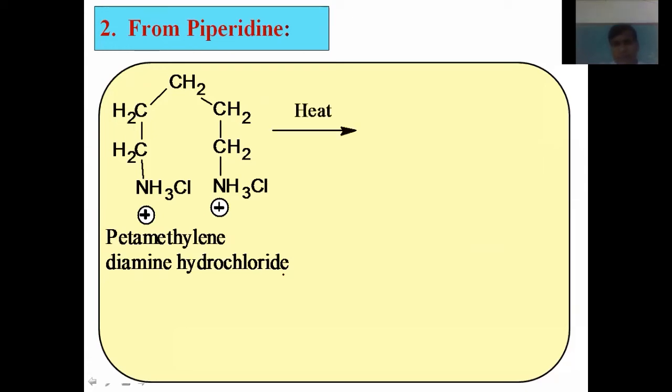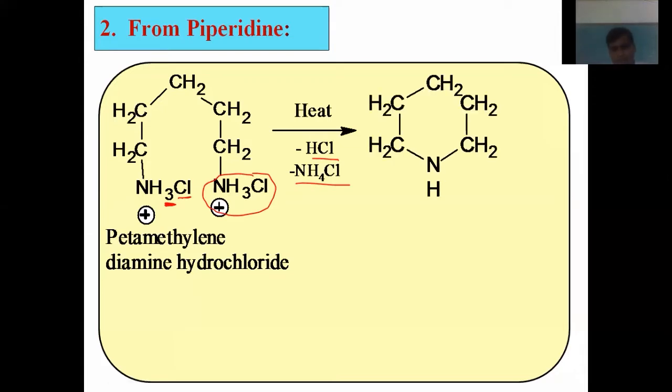When this compound is strongly heated, what happens here? This molecule loses one HCl and one molecule of NH4Cl and undergoes cyclization, and we get a six-membered cyclic compound called piperidine. Thus in the first step we have synthesized piperidine. Pentamethylene diamine hydrochloride, when strongly heated, undergoes cyclization with loss of one HCl molecule and one ammonium chloride molecule, and we get piperidine.